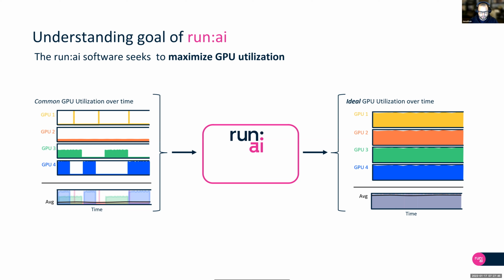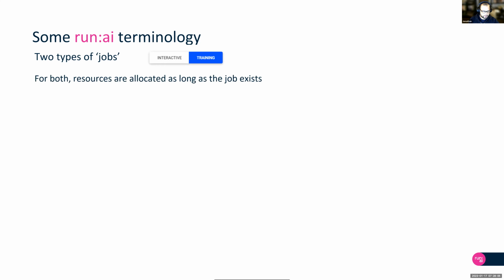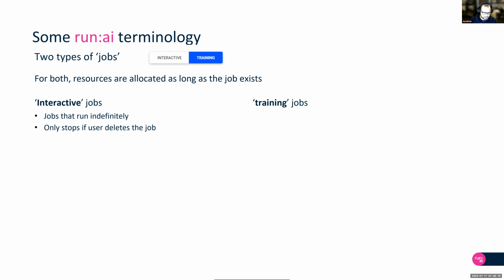And it does this by using two things, the dynamic scheduler and the fractional GPUs capabilities. And just very quickly, I want to review some Run AI specific terminology. So basically, there's two types of jobs. And for both of these jobs, resources are allocated as long as the job exists. Now, we've got interactive jobs and we have training jobs. What interactive means is that the job runs indefinitely, and the only way to stop it is if the user deletes it. That is what is meant by interactive.